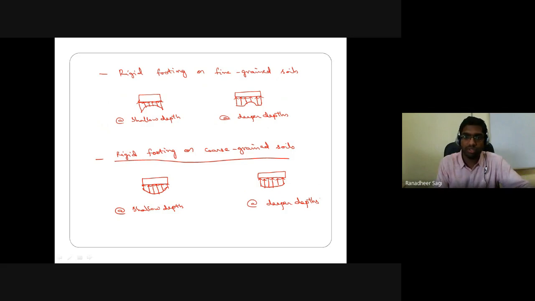And as you go further and further into deeper depths, you would more or less arrive at what is called a uniform contact pressure distribution, even in the case of your rigid footing on coarse grained soils at relatively deeper depths. Okay, this is all about how your contact pressure distribution diagram changes depending on the type of soil in which the foundation is resting, depending on the relative rigidity or flexibility of that foundation, and also depending on the depth at which that foundation is embedded into the soil. Depending on these three factors, your contact pressure distribution is going to change.